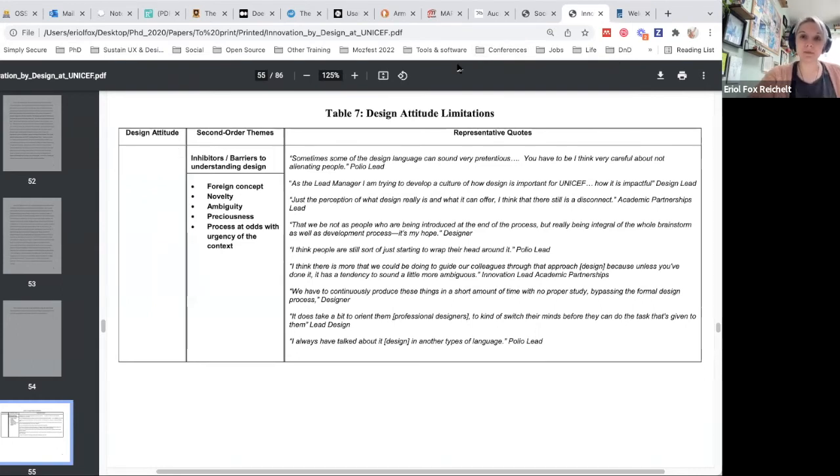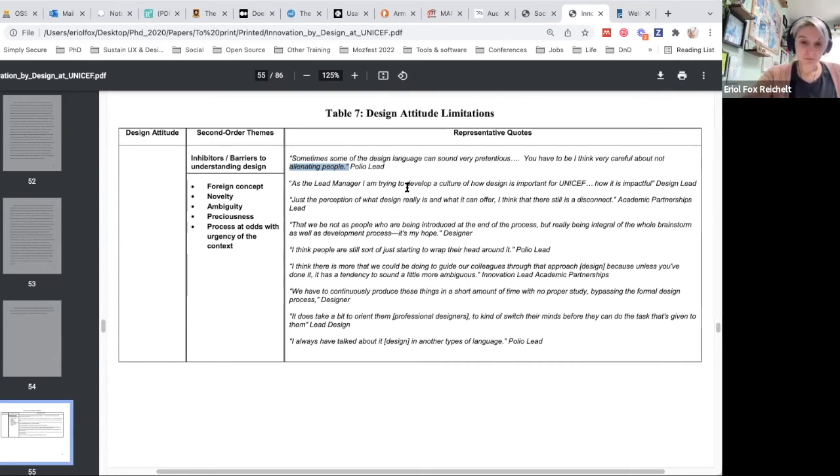The section that I have highlighted here is that sometimes some of the design language can sound very pretentious. We've got the word pretentious here. And then we've also got a statement about alienating people. And then a statement which is, as the lead manager, I'm trying to develop a culture of how design is important for UNICEF, how it is impactful. We can think about these in context to the open source software RapidPro, that this whole case study around innovation and design is part of.